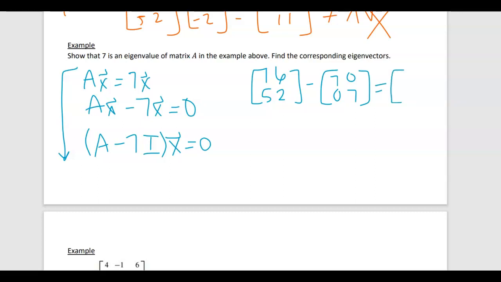Okay, so 1 minus 7, negative 6. 6 minus 0 is 6. 5 minus 0 is 5. And 2 minus 7 is negative 5. And I want to try to figure out, right, the solution where this is equal to 0.